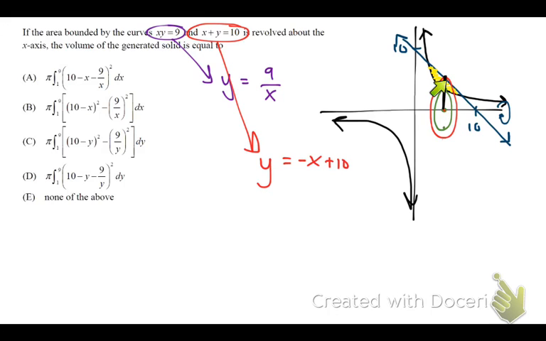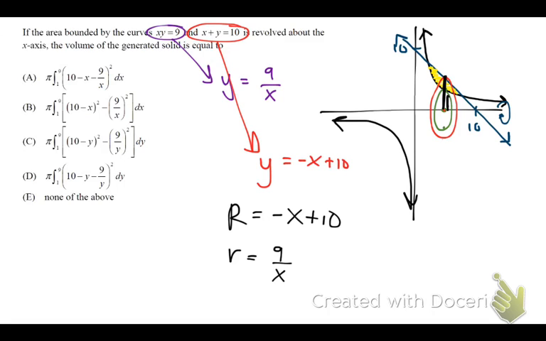So the length of this line is top function minus bottom function, so that's going to be the line minus 0. So that's negative x plus 10 minus 0, which is just negative x plus 10. So the big radius is equal to negative x plus 10. The little radius is right in here, so I'll draw it right there. I know that I didn't draw it perfectly, but you wouldn't be able to see it. So the top function minus the bottom function, so it's 9 over x minus 0. So the little radius is equal to 9 over x.